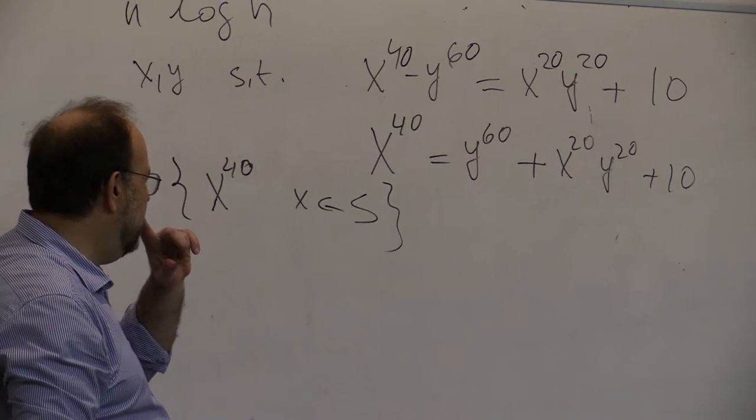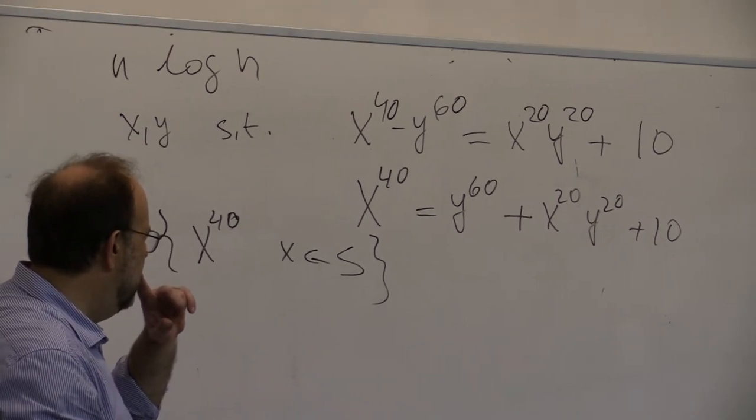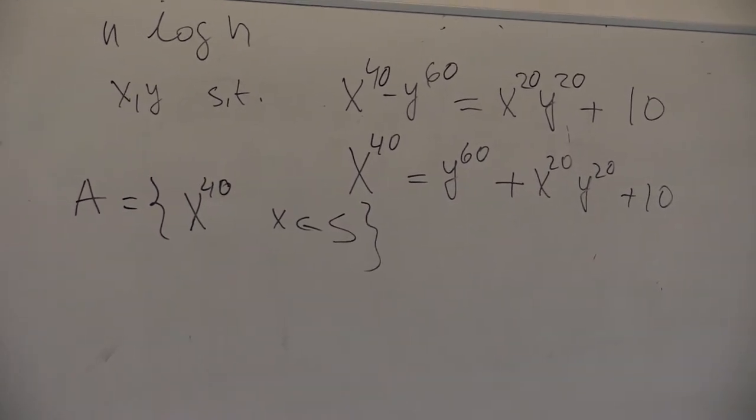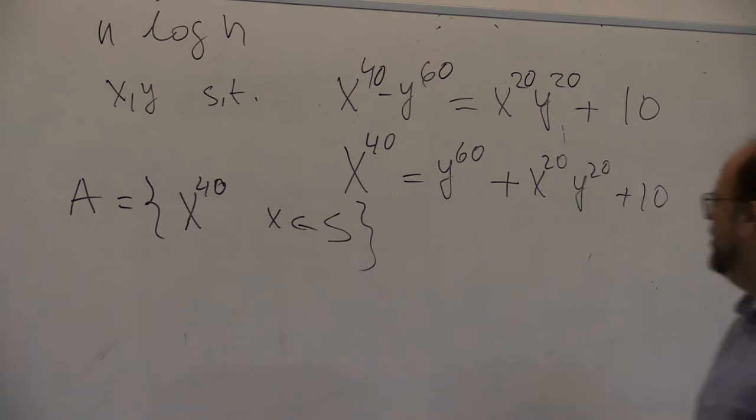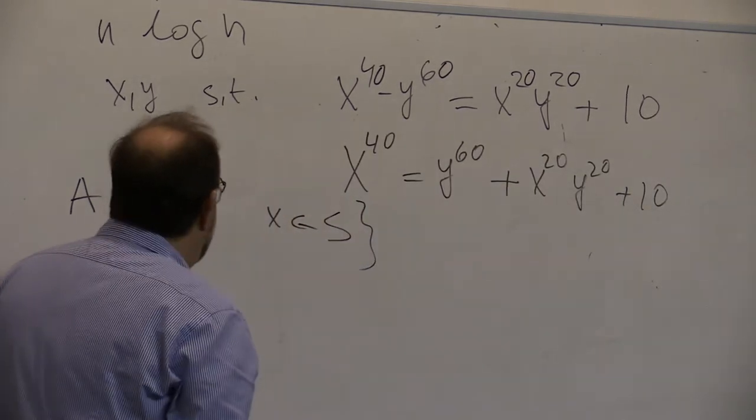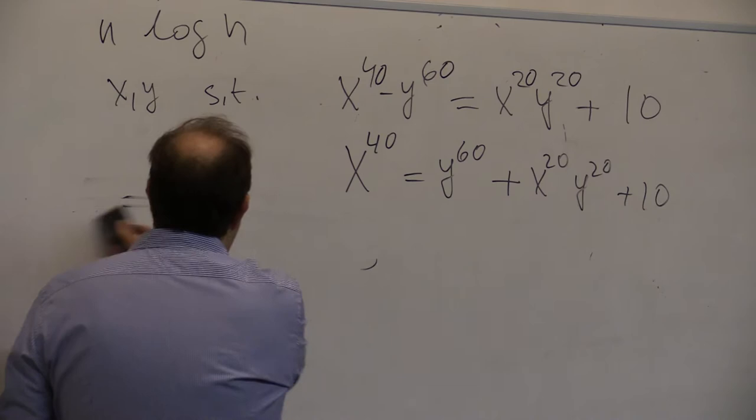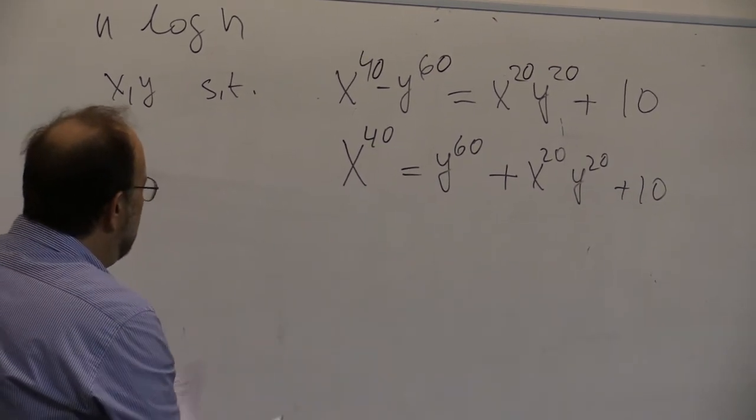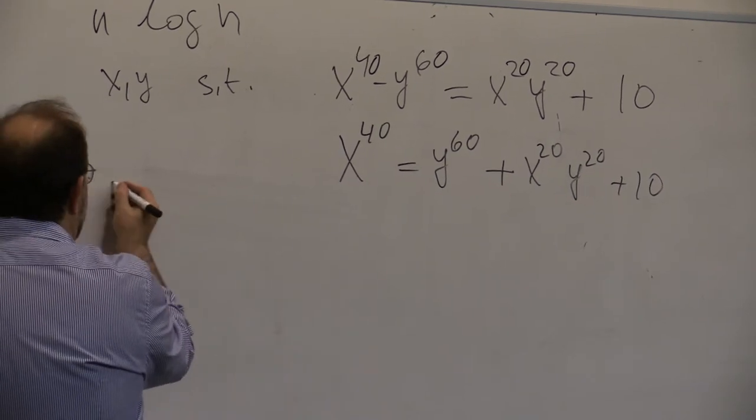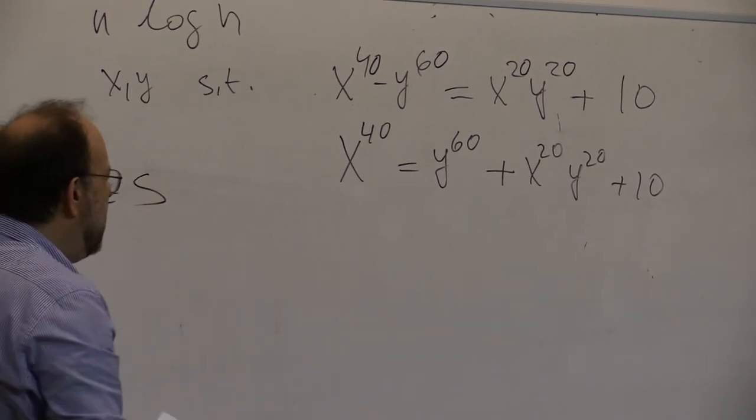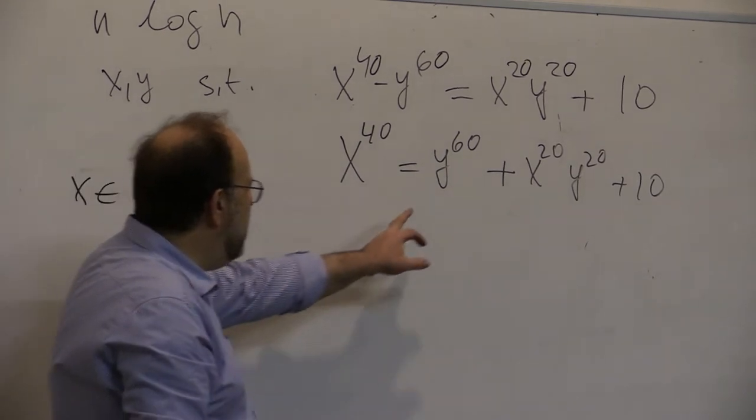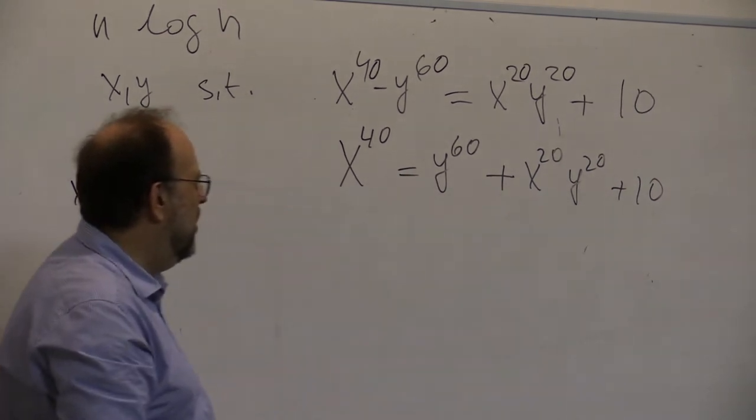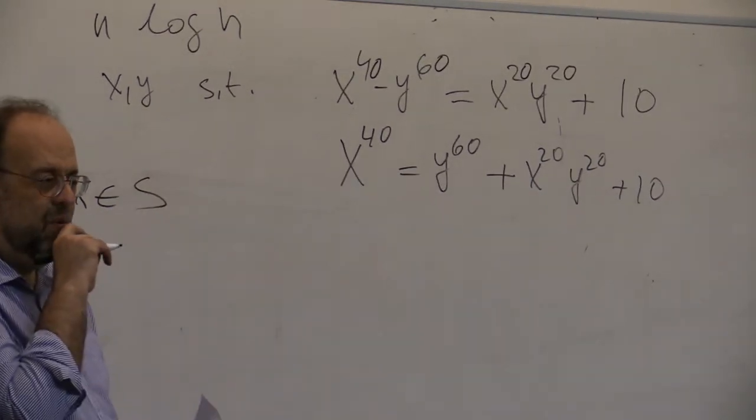Maybe we don't even need to. How would you do it? We can just go through the array. You go through the array with x, and you have to see whether there is a y so that this holds. How do we do that?